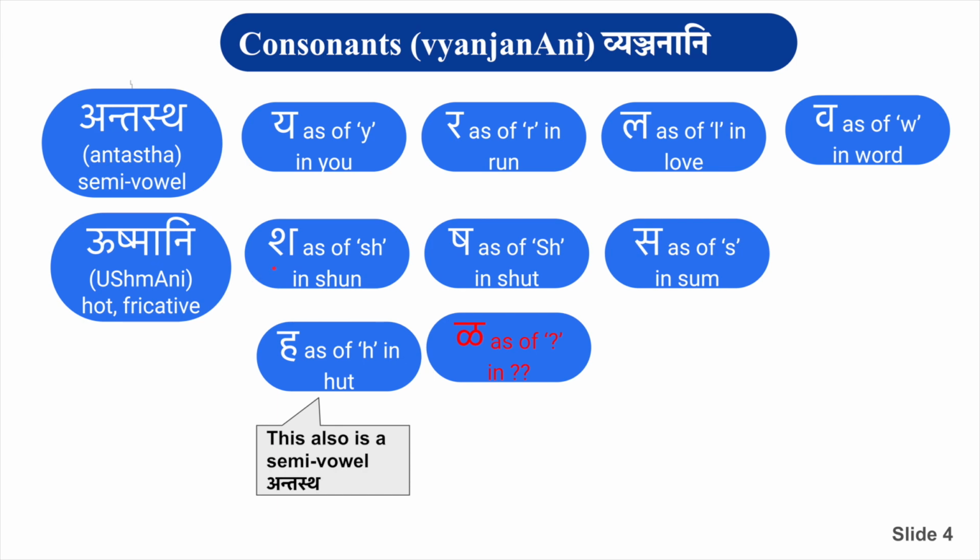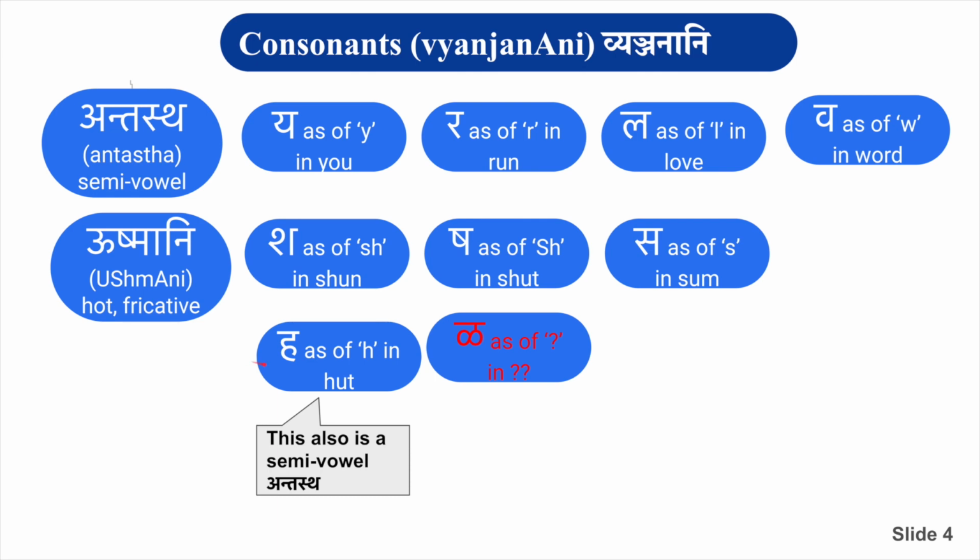And the next 3 Vyanjanani are sh as of sh in shan, sh as of sh in shat, s as of s in sam. Now here also you will notice that the pronunciation of sh in shan is different from the pronunciation of sh in shat. All these 3 Vyanjanas are considered to be fricative in their technical term, and they are hot in their character, and the Sanskrit word for hot is ushma, so these are all ushmani.